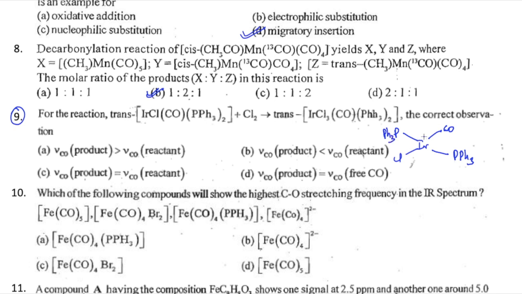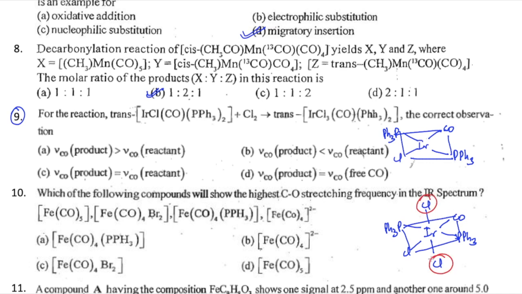That's the reactant. And in the product, I'll just draw it over here. So you have iridium, you have CO, you have chlorine, you have PPh3, you have PPh3, and you are bringing more chlorides to that, right? So what is going to happen to the carbonyl frequency? What you are adding basically is sigma donor ligands, right? These are your sigma donor ligands. So two sigma donor ligands you are adding in this particular case.